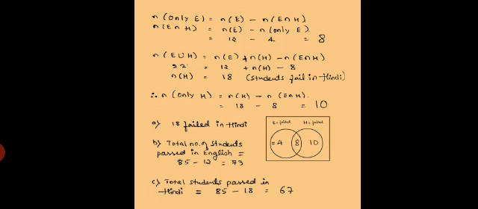The total number of students passed in English is equal to 85 minus 12. How does 12 come? Add 4 to 8, 4 plus 8, you get 12. Subtract, you will get the students who passed in English, that is equal to 73. Next, the total students passed in Hindi will be 85 minus 18. 18 you get after adding 10 to 8. That will be equal to 67.